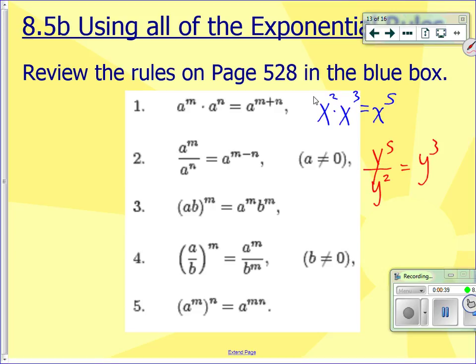You're subtracting because the top would have y, y, y, y, y. Five y's over y, y. Two of those y's would cancel, and you'd have y cubed left on the top.